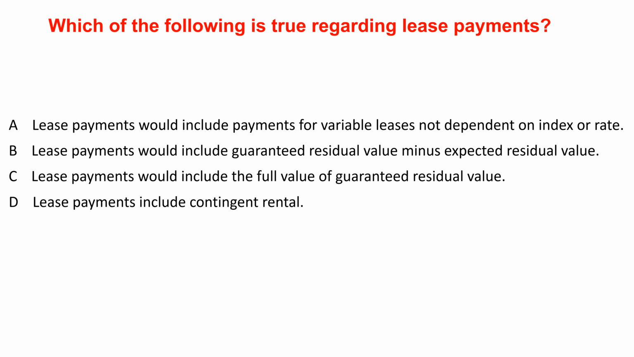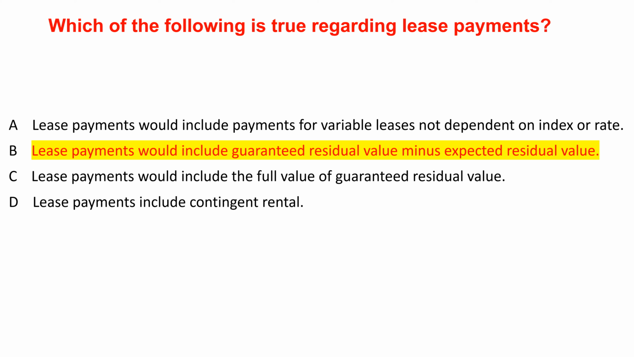Next question. Which of the following is true regarding lease payments? The correct answer is B. A residual value guarantee is a commitment to compensate the lessor if the asset's value at lease end is lower than expected. The lease liability includes only the difference between the guaranteed and expected residual value. Option A is incorrect because lease payments exclude variable payments not tied to an index or rate. Option C is incorrect because only the shortfall, guaranteed minus expected, is included, not the full guaranteed amount.